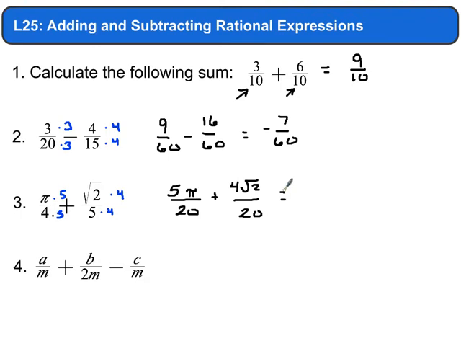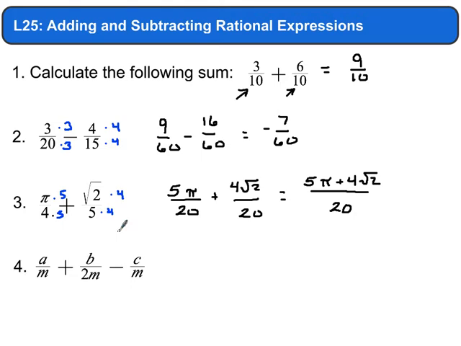And so when we add this up, this is one case where these are not like terms. So really all we do is we write 5 pi plus 4 square root of 2. And we're going to write that over 20. Since there's nothing common between a 5, a 4, and a 20 that can be simplified, nothing divides into all three, we leave it alone.